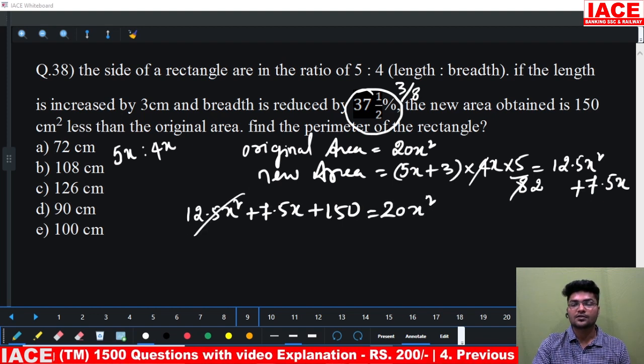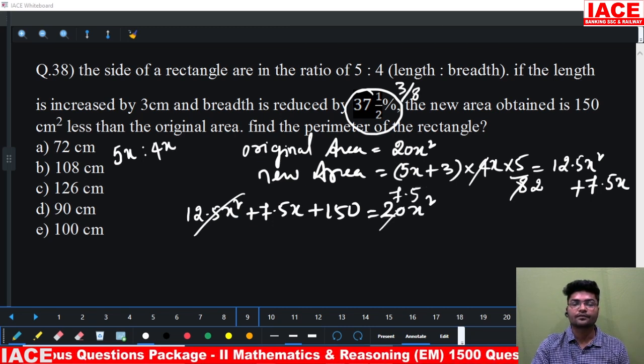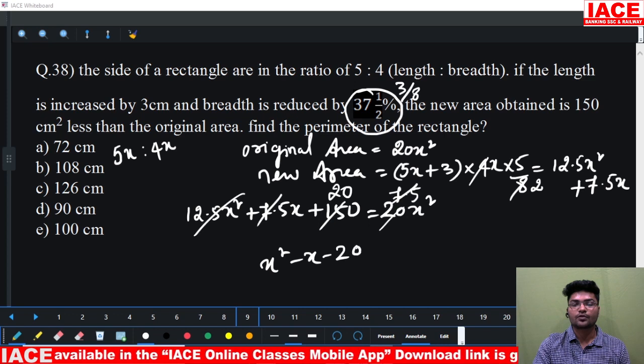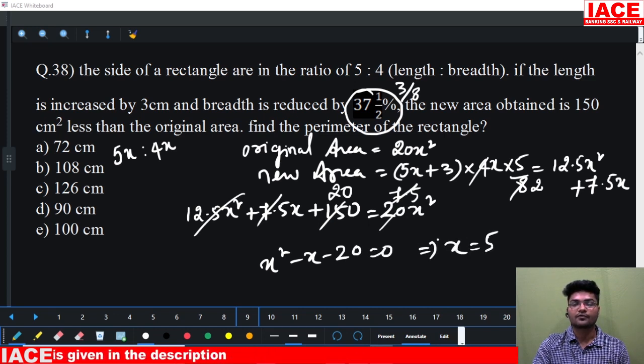If I cancel this out, what is left on the right side? 7.5x square. Now if I cancel with 7.5, this comes out to be 20. So we have x square minus x minus 20 equals 0. That gives us x value is 5.